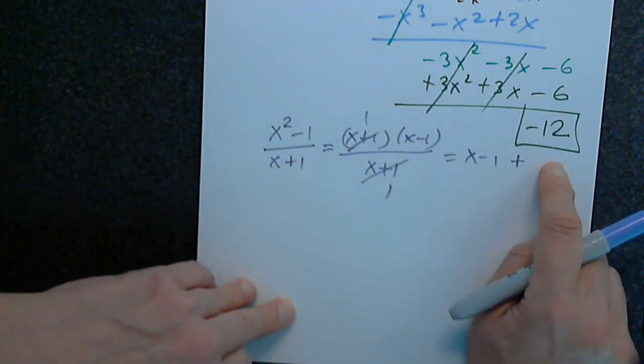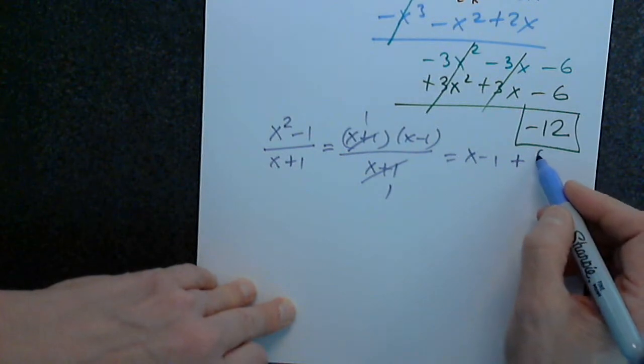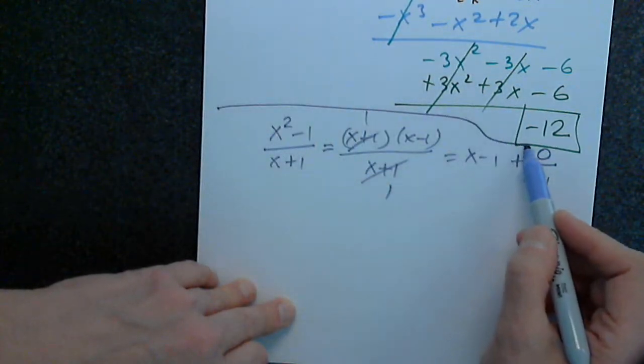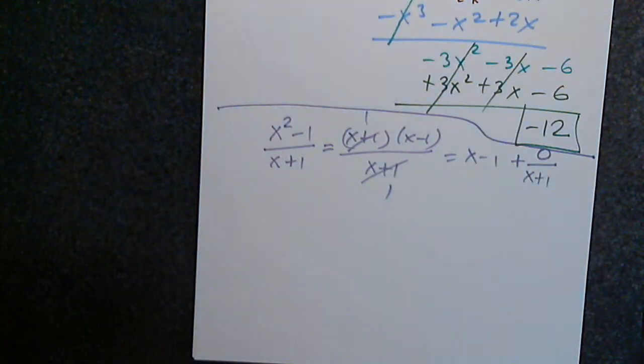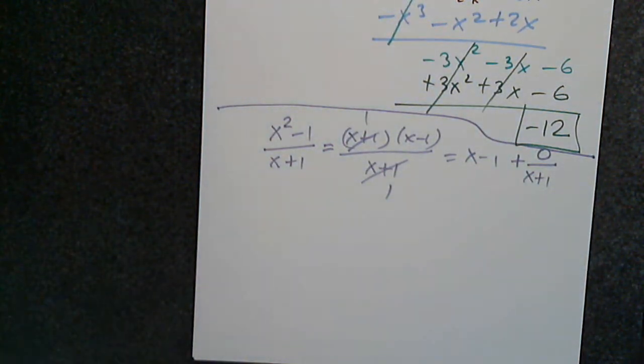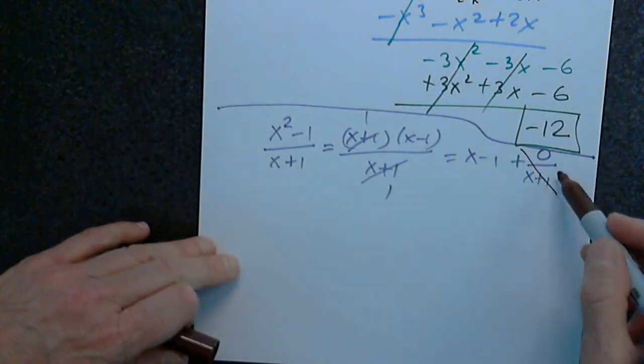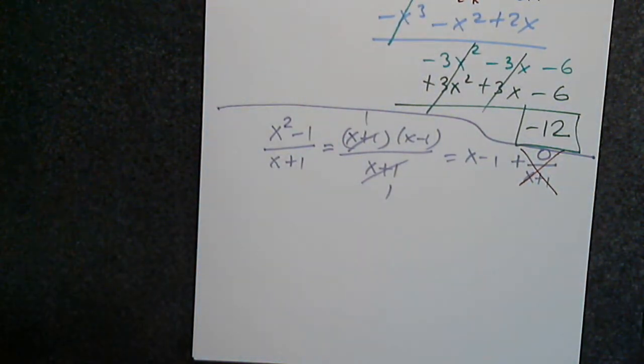And how much is the remainder? 0 divided by x plus 1. This is a different problem. Sorry, different problem. I just want to say one thing about this. So what does this mean? Do I need to write this? No, of course not. I'm just making a point.